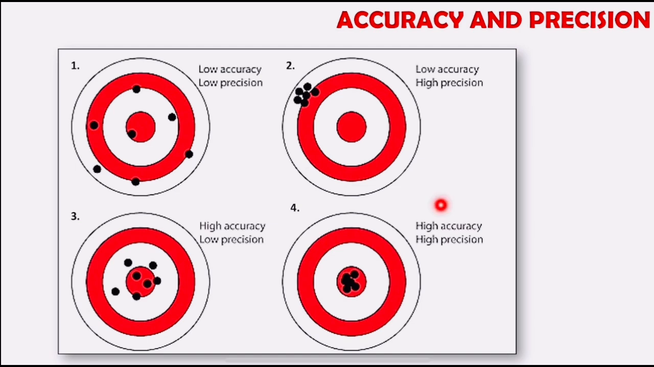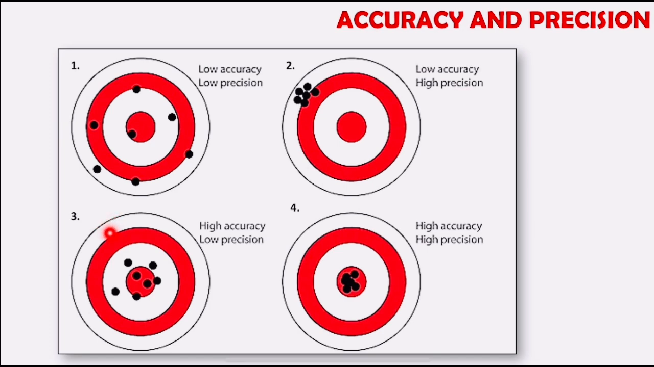Let's understand accuracy and precision with the following diagram. Observe the black dots in the first target. All the black dots are scattered over the entire target. So there is low precision and low accuracy. In the second target, black dots are at one place but very far away from the midpoint. So there is low accuracy and high precision.